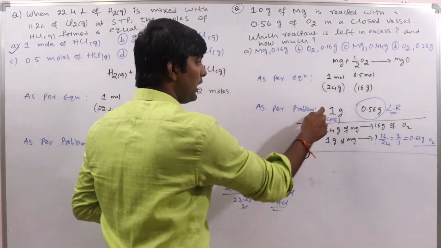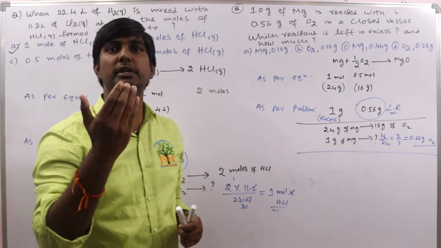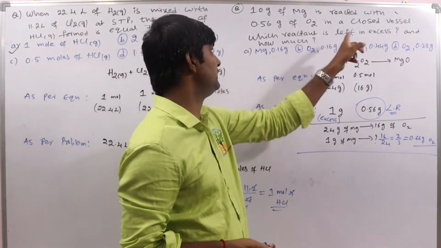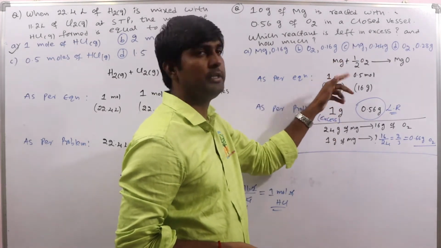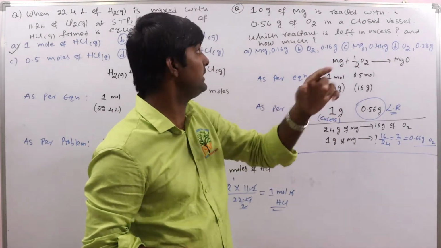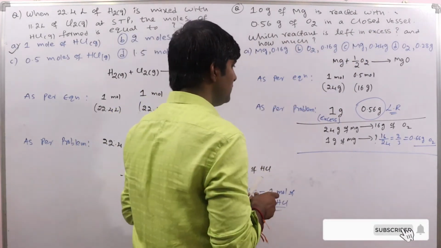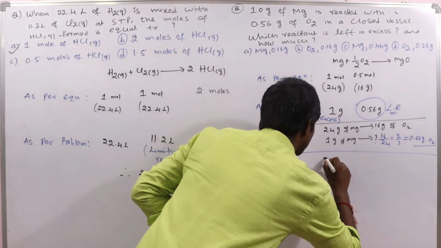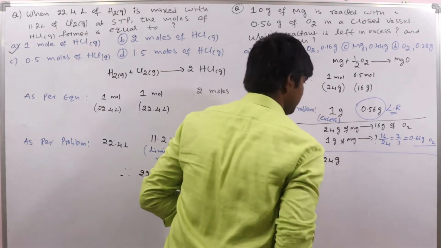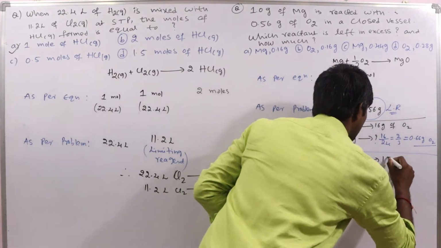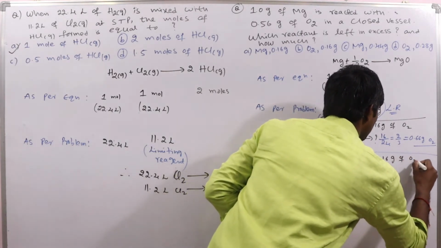Out of 1 gram, how many grams of magnesium is reacted? One thing is confirmed: the excess reagent is magnesium. But how much is in excess? That we also have to identify. So now, 24 grams of magnesium reacts with 16 gram of O2.